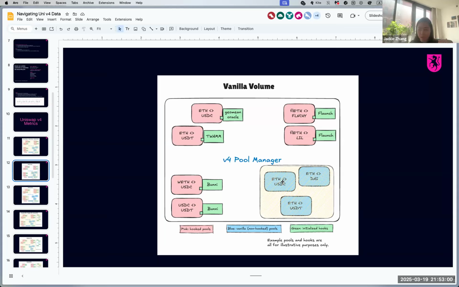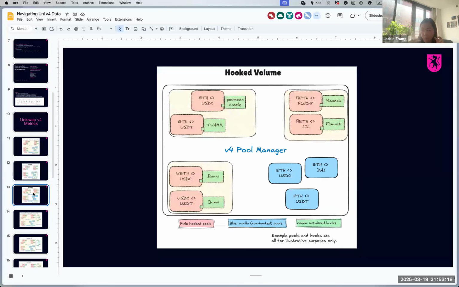So they just are standalone pools. No, nothing super special. They're not like this other pool hooked with Bunny or this pool that's hooked with Flunch. They're just themselves. So when we talk about vanilla volume, we just mean the volume that's flown through these vanilla pools. And when we talk about hooked volume, it's like the opposite, right? So hooked volume is the volume that's flown through hooked pools.